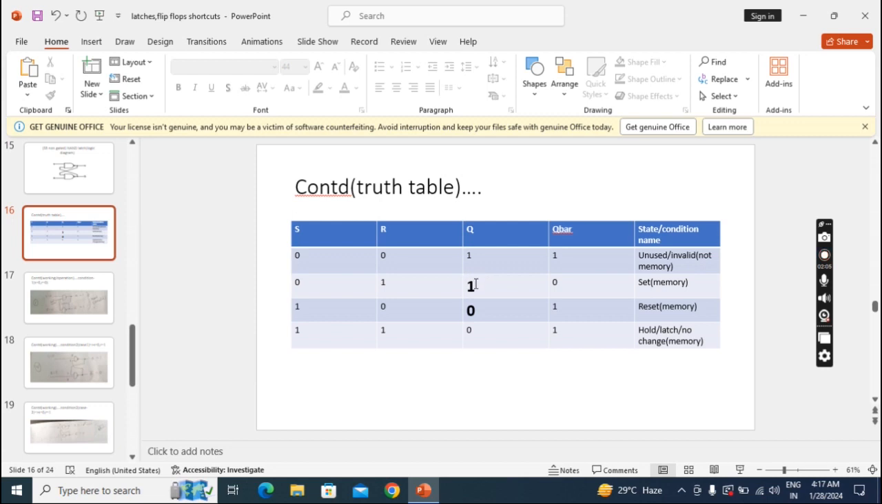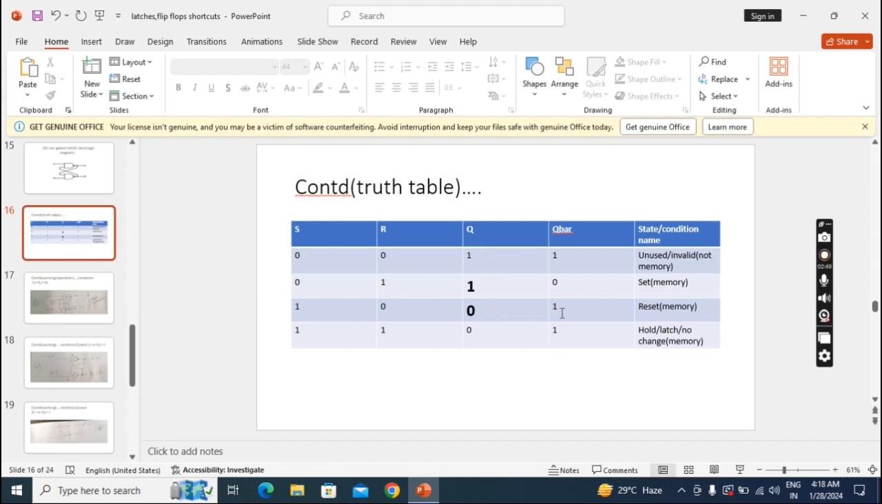These three conditions are called valid conditions because both outputs are complementary. These three satisfy the condition of complementary, so we consider them valid and memory conditions. In this condition I got 1 0. Whenever we get 1 at Q, we consider that 1 is stored. 1 means set. But why are we not considering Q bar? Q bar is just the complemented version of Q. Both are the same, that's why we consider only one.